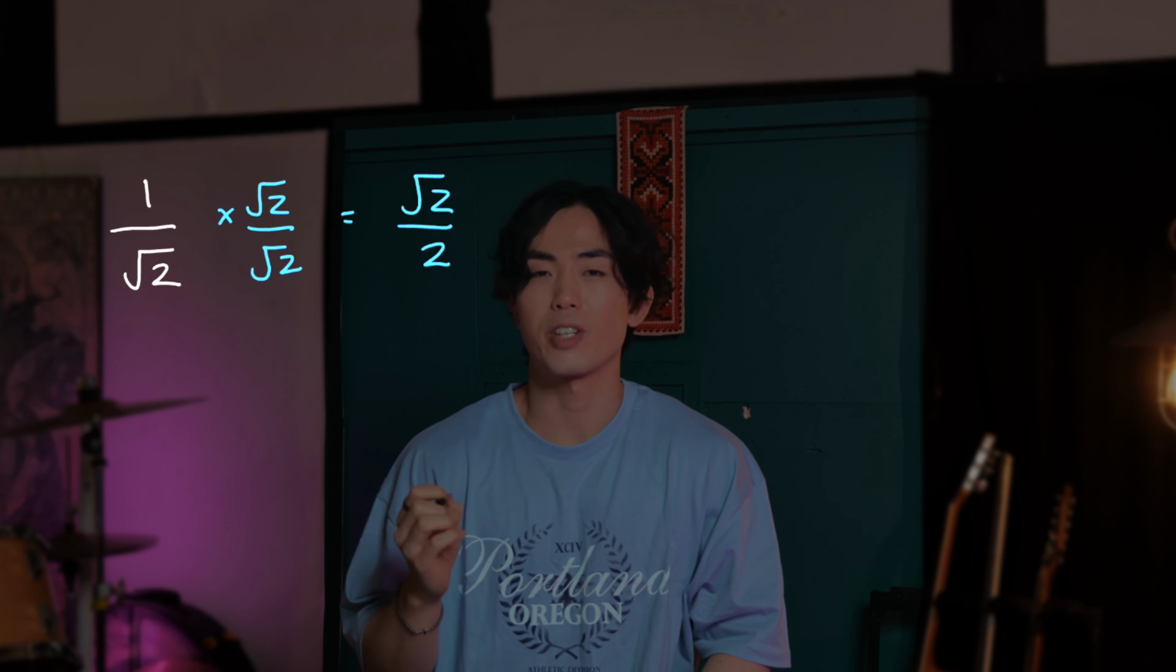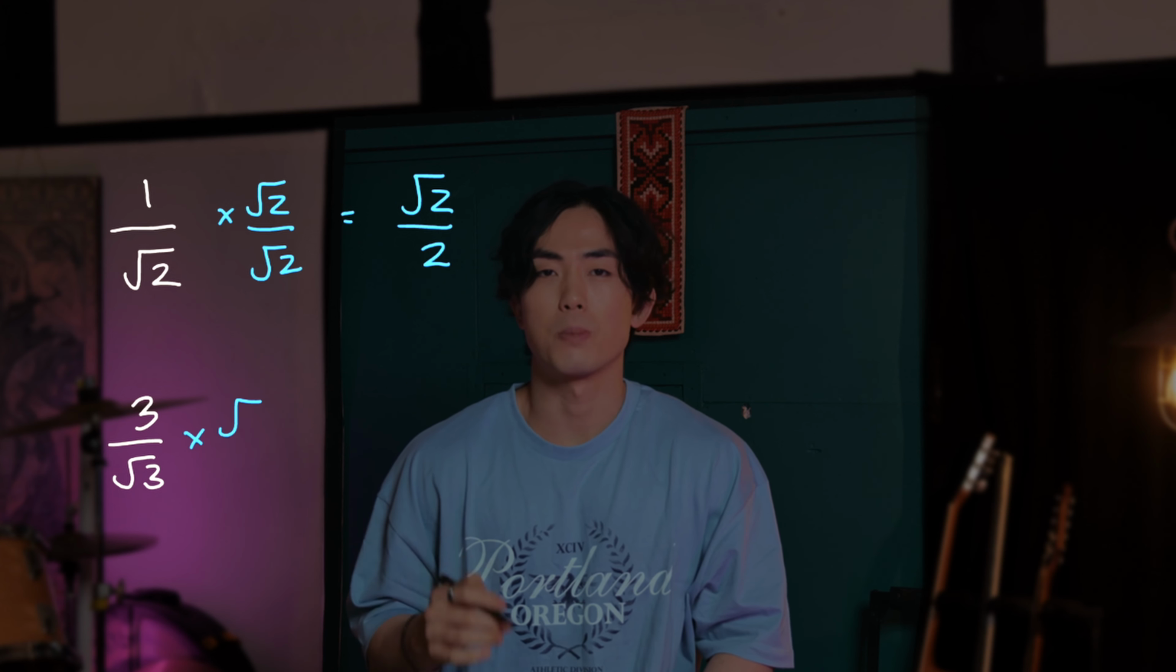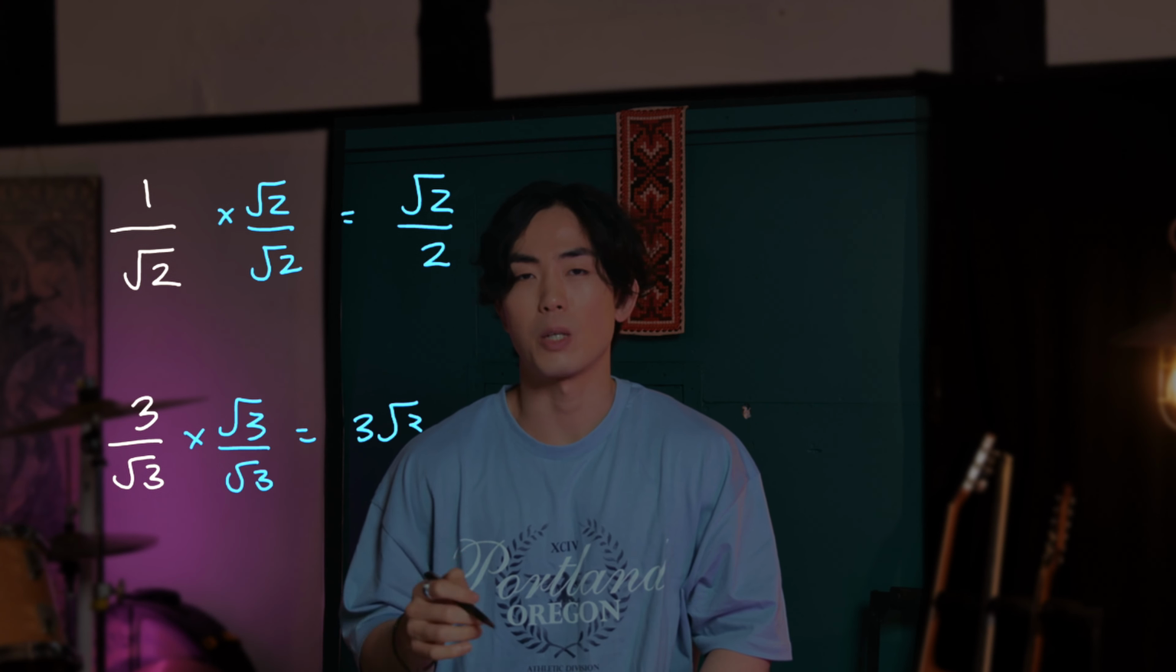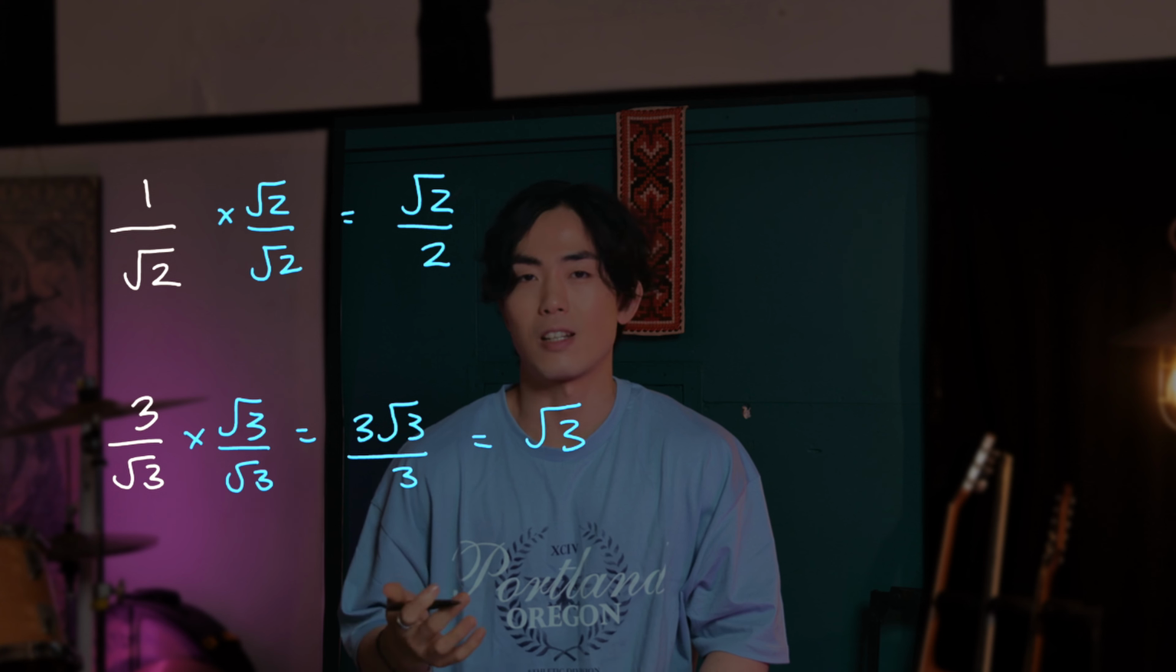If we try another one, if we say 3 over root 3, so now we multiply top and bottom by root 3, so it's going to be 3 root 3 over 3, which will cancel out to be root 3. We have rationalized the denominator.